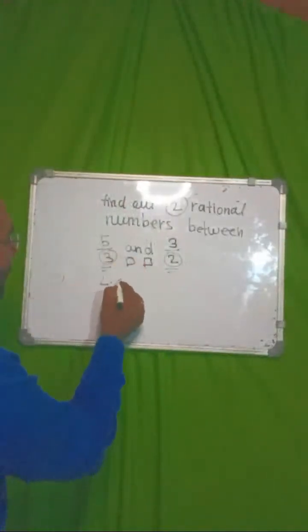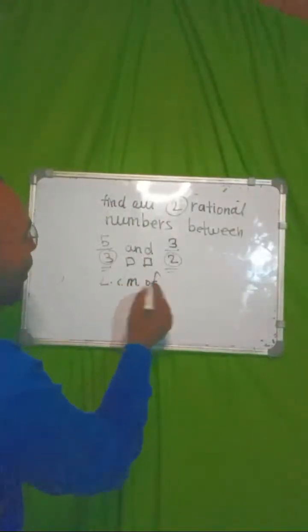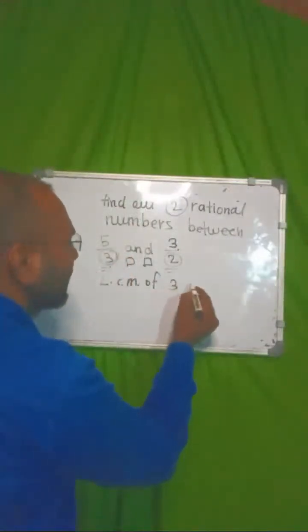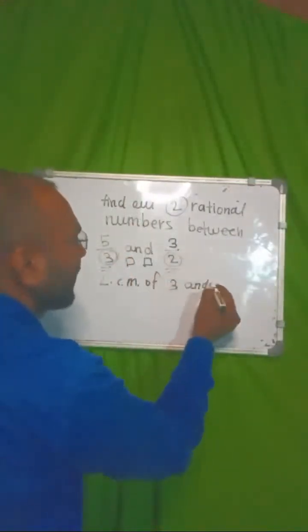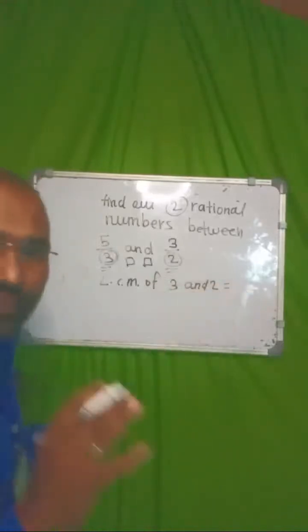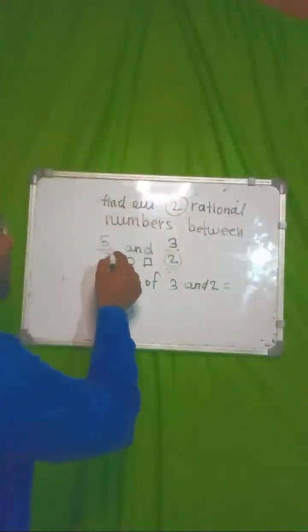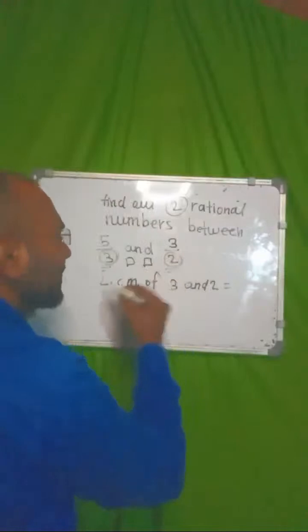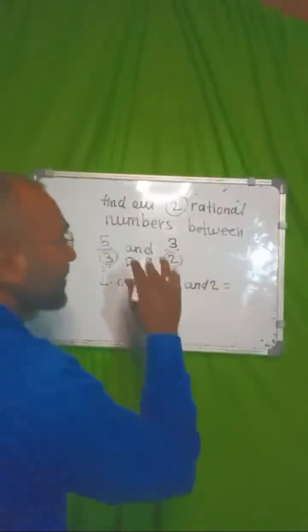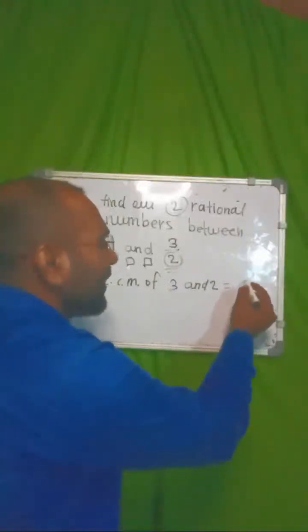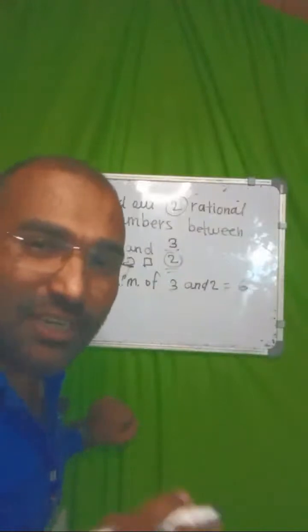First of all, we have to find out the LCM of the denominators. Is this clear? So what are the denominators? The first one is 3 and the second one is 2. So what's the LCM of 3 and 2? 6, right? This much is clear to everyone.